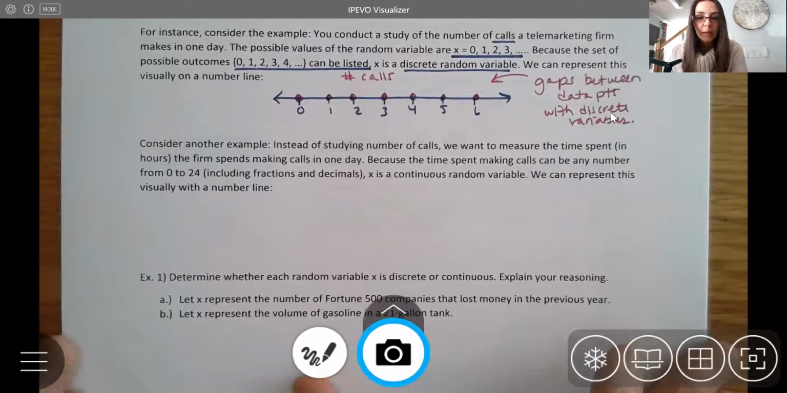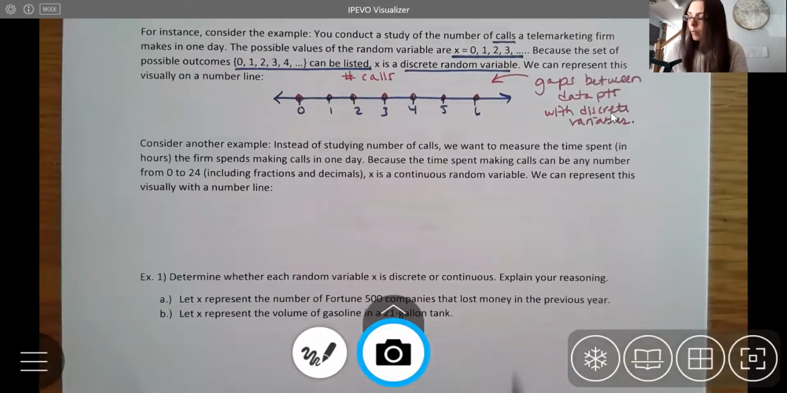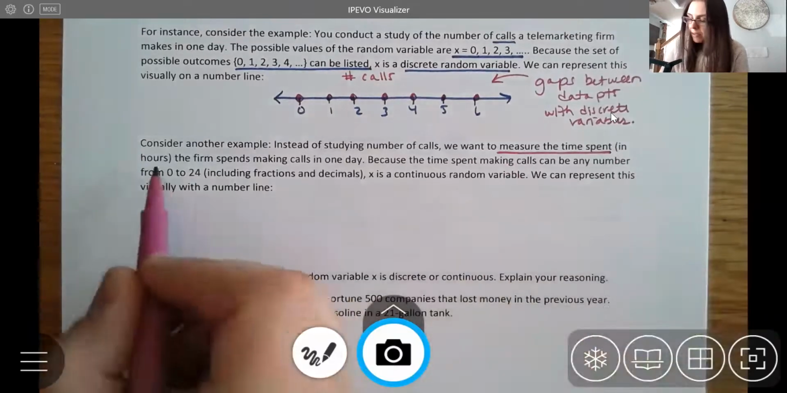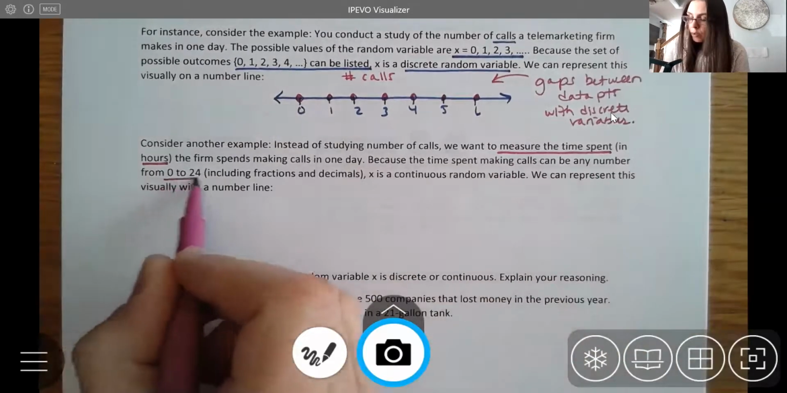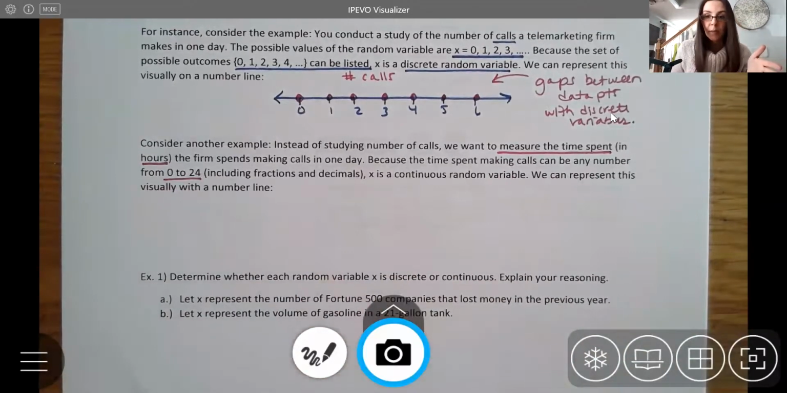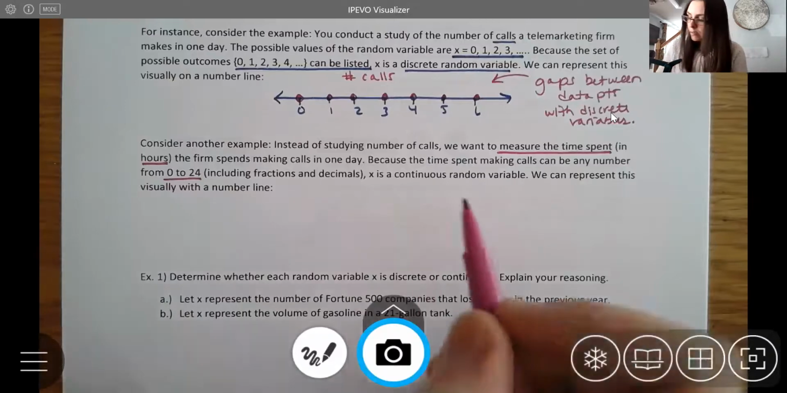Another example, and this one's going to be continuous, is instead of studying the number of calls, maybe we want to measure the time spent in hours making calls in one day. Now, the time can be anywhere from 0 to 24, right? Theoretically, you make 0 hours of phone calls all the way up through 24 hours of phone calls. Maybe you have a company that's staffed 24 hours a day, so you always have somebody working. And you could include any sort of fractional decimal in between here, right? So maybe the answer is 5.21346 hours or something like that. So because we're measuring the data and we're allowing for any data point within this interval from 0 to 24, this is continuous.